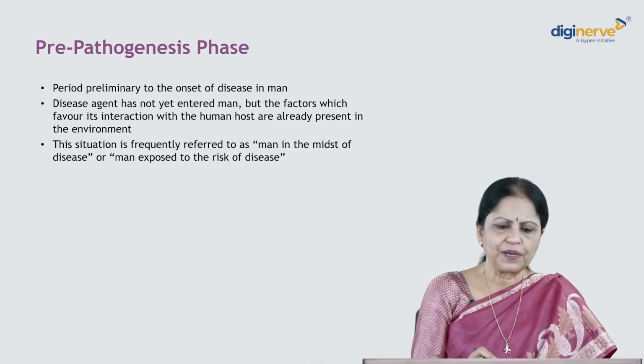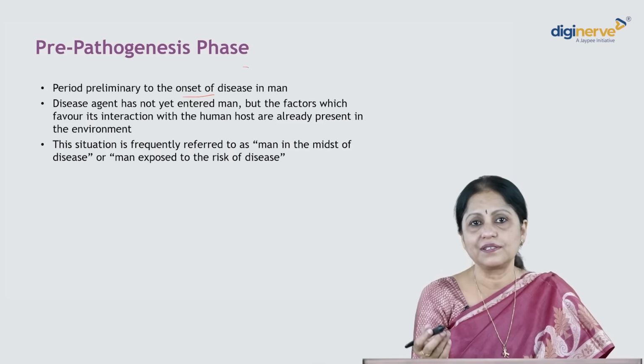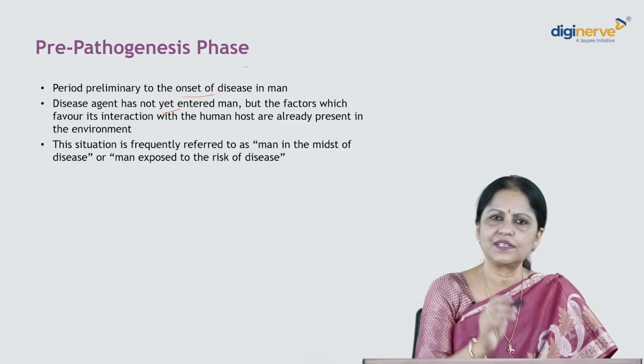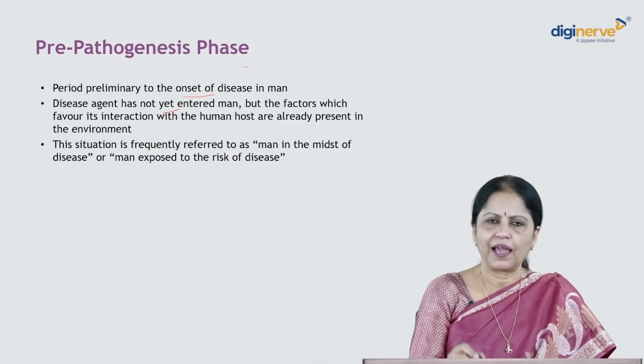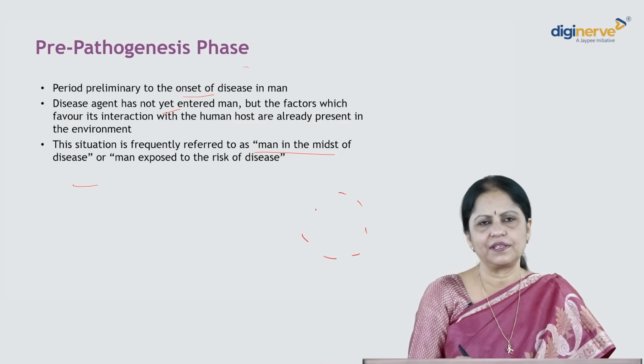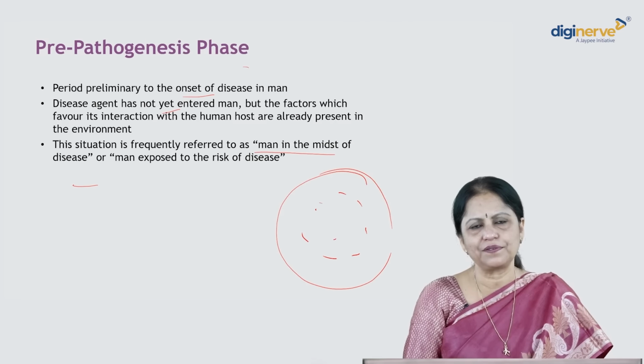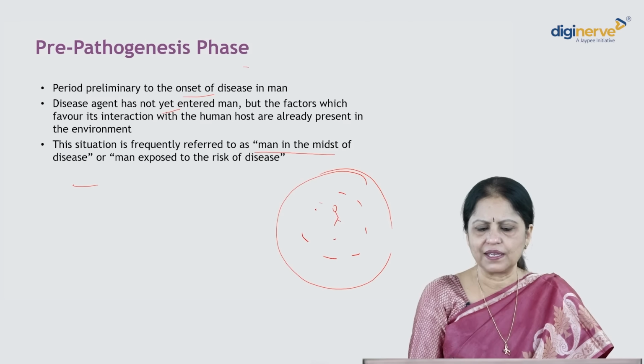In the pre-pathogenesis phase, this is the preliminary phase before the disease onset. Here the disease agent has not yet entered man, and as I told you, man in the midst of disease. That means in the environment there are the agents, the environment is conducive to development of the disease, and the man is there, but the disease has not yet entered man. So this is the pre-pathogenesis phase.